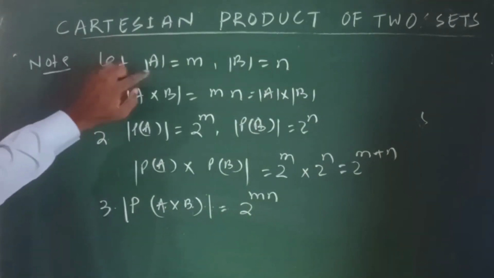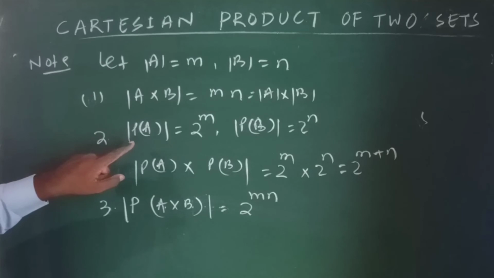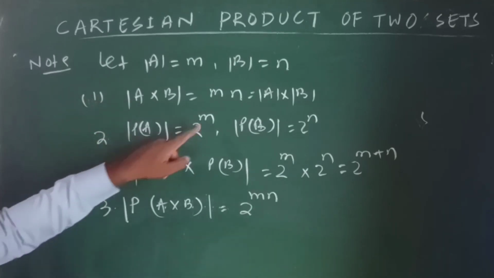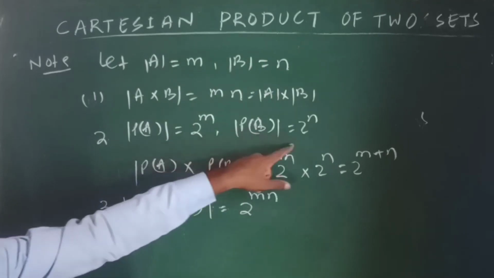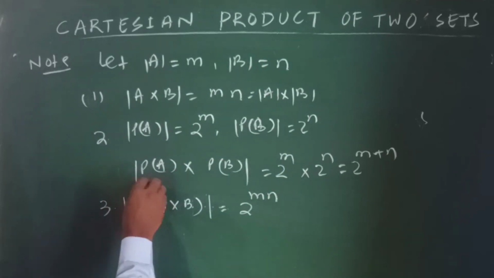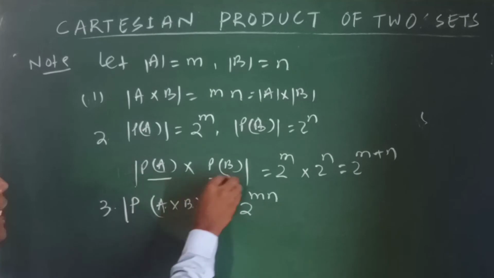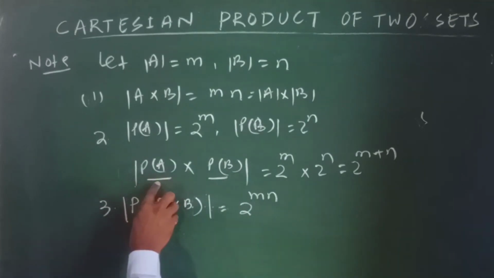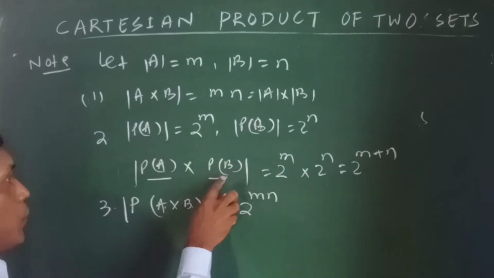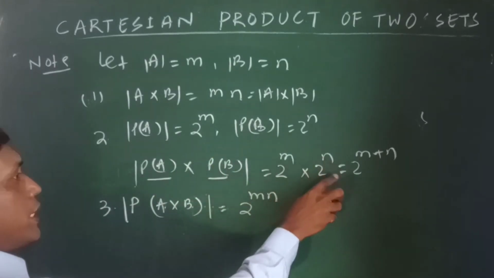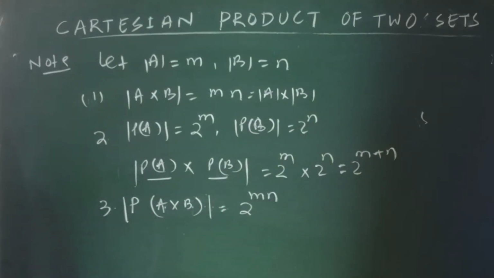Now if A has m elements, then the number of elements in its power set, we know, is 2 to the power m. And if the cardinality of B is n, then the cardinality of the power set of B is 2 to the power n. Now I want to find the cardinality of P of A into P of B. The cardinality of P of A into P of B is equal to the cardinality of P of A, which is 2 to the power m, into the cardinality of P of B, 2 to the power n, which is equal to 2 to the power m plus n. And the third is the cardinality of the power set of A cross B.